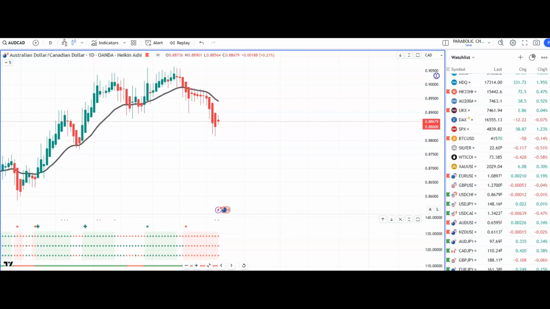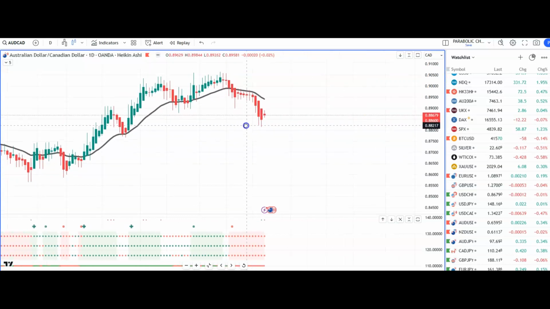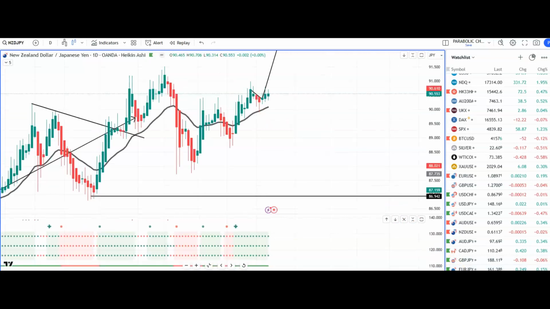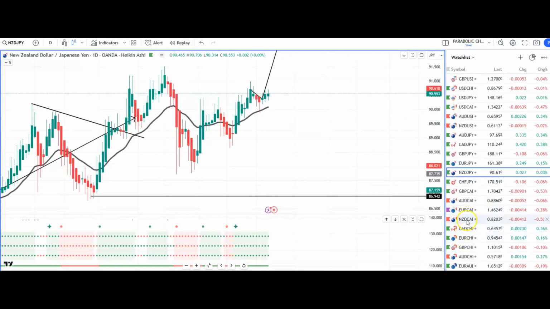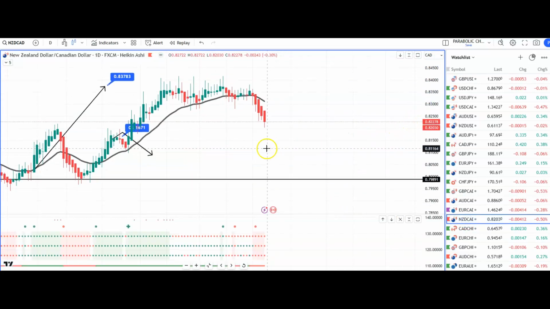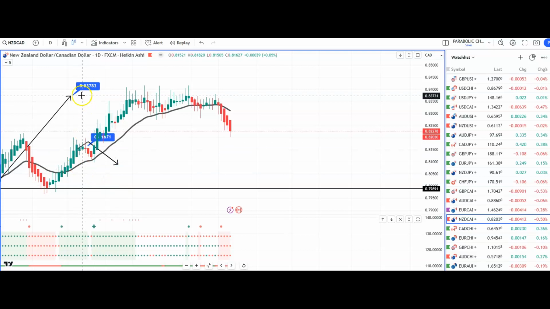Aussie Canadian to the downside, all the sellers are in. We can expect a price down to here, which is the short-term target, 87.37. New Zealand Canadian looks good, doesn't it? Fantastic. So hit our target previously. Now it's heading into a parabolic trend to the downside and heading for 79.92.